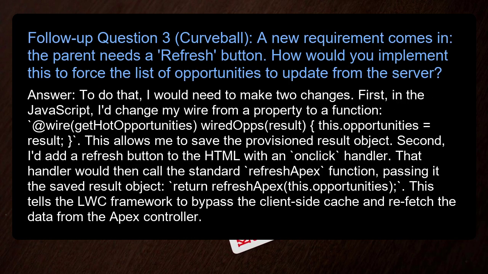Follow-up question 3, curveball: a new requirement comes in, the parent needs a refresh button. How would you implement this to force the list of opportunities to update from the server? Answer: to do that, I would need to make 2 changes. First, in the JavaScript, I would change my wire from a property to a function, @wire(getOpportunities) wiredOps(result) { this.opportunities = result }. This allows me to save the provisioned result object.